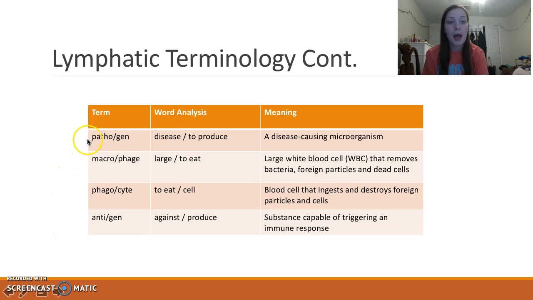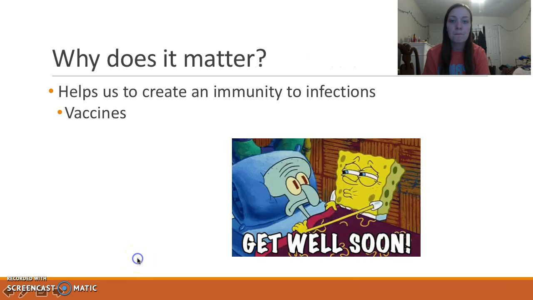Remember, patho is disease, and then gen is to create, so reproduce, so pathogen. Remember, macro, large, and then phage was to eat, and then you also have phago, which also means to eat, cyte, so to eat cell, and then antigen, against and produce. So I thought those were some really important ones in this chapter.